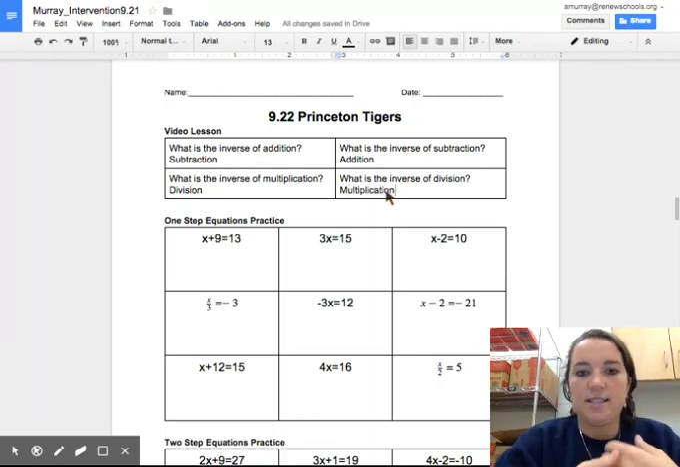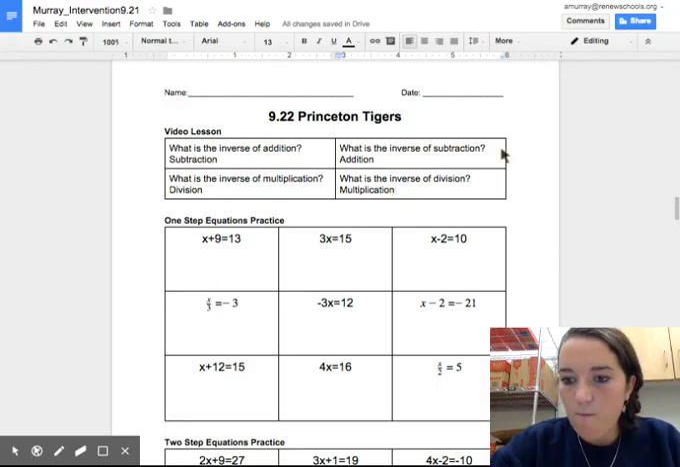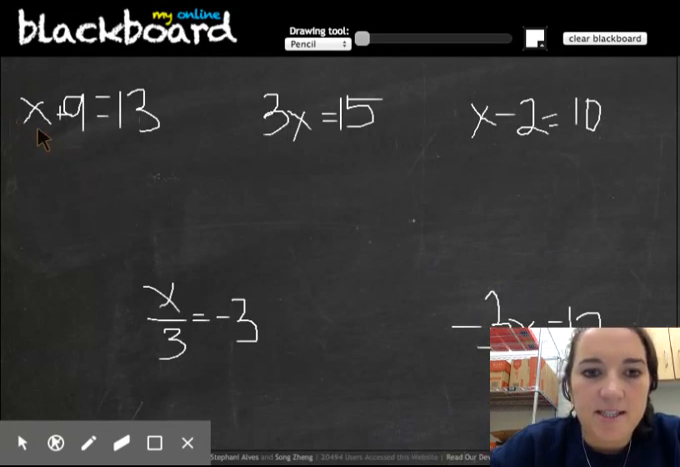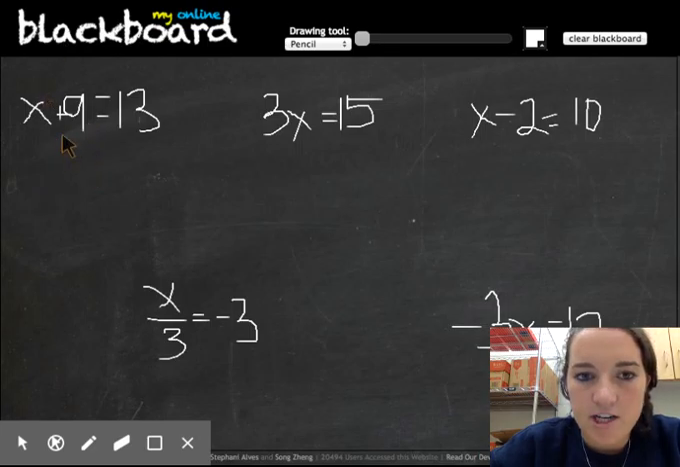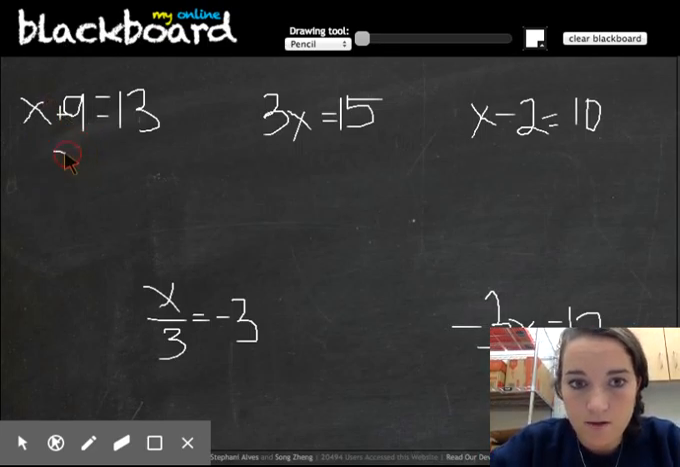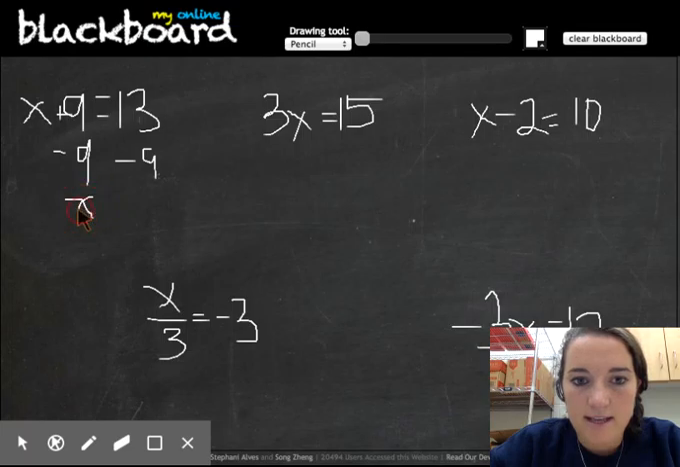Now going on to the one-step equations practice. Our first equation, we have x plus 9 equals 13. What operation are we doing? Addition. So to undo addition, what do we have to do? Subtract. I can subtract 9 from both sides. I'll end up with x equals 4.